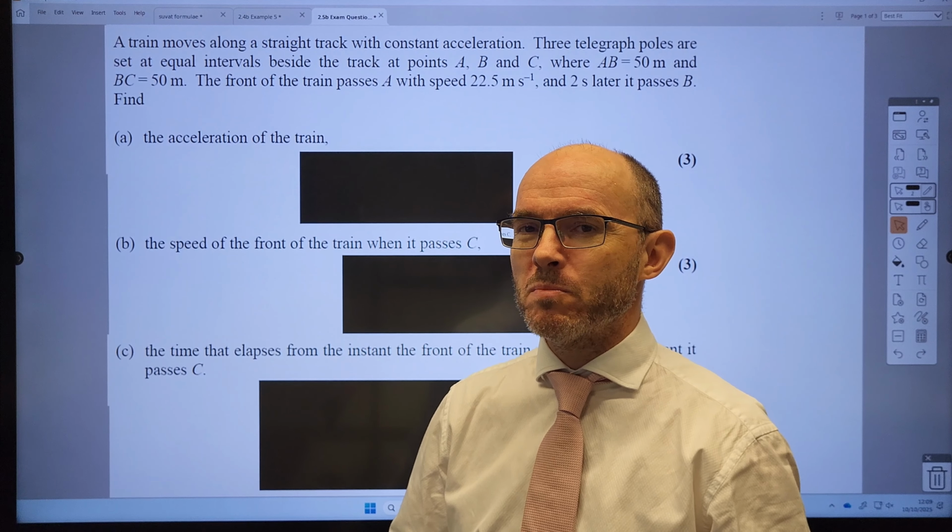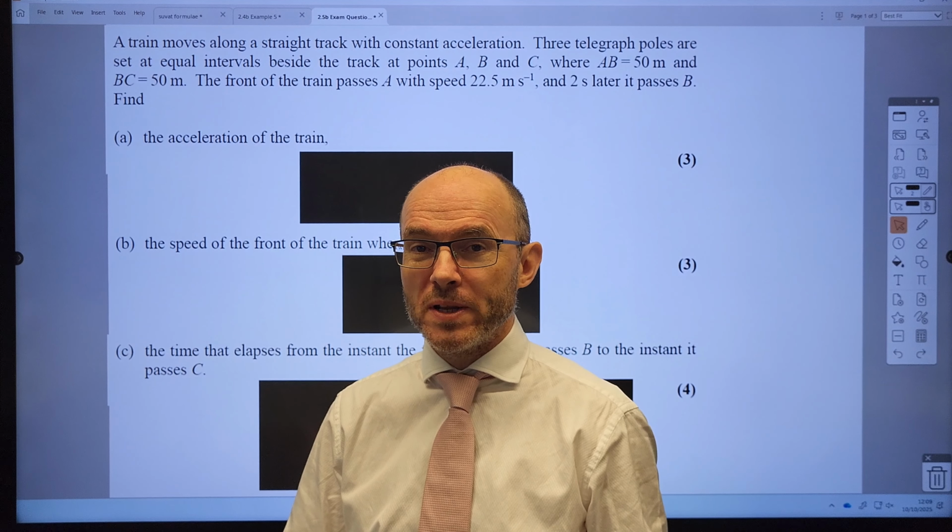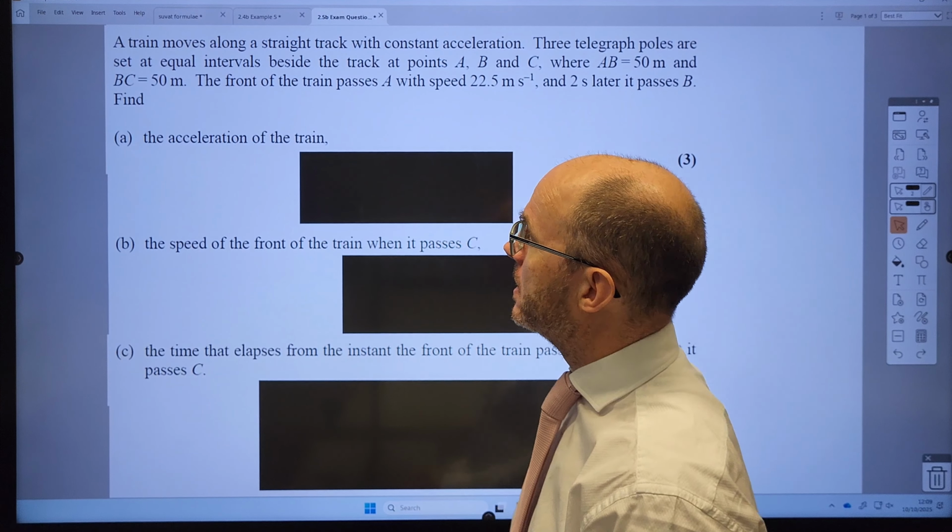Hi, so I've got another worked example for you. This is another question using the suvat formulae for horizontal motion. Okay, so I'm going to read out the question.